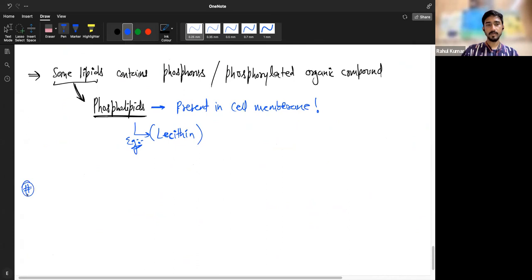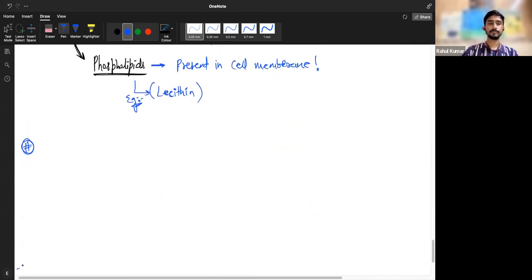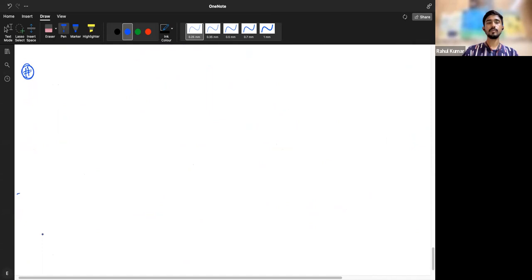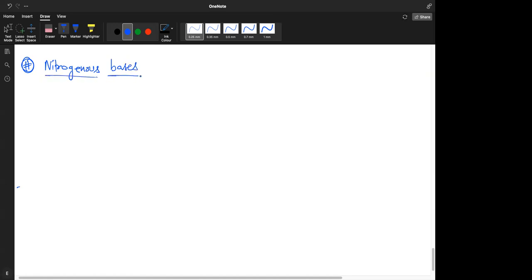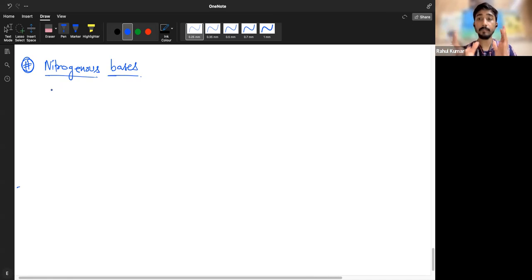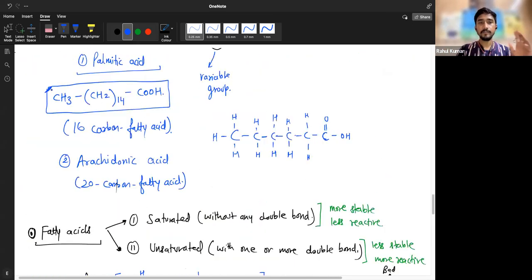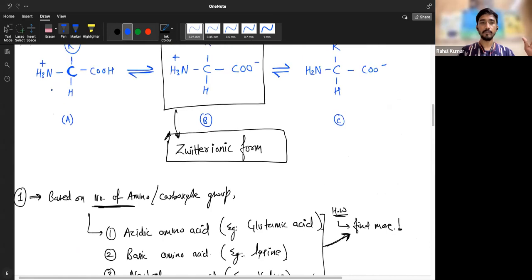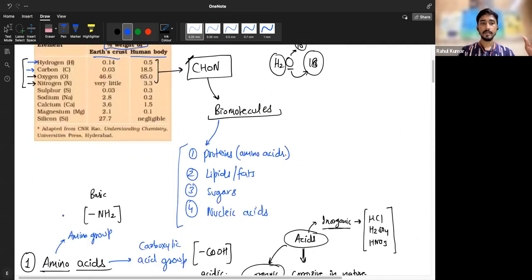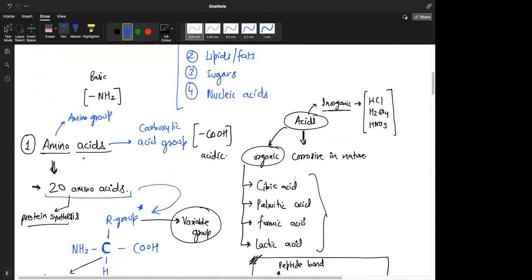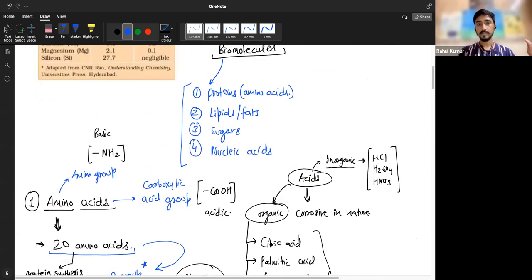Now next, what is the next biomolecule? What should we go to? Let's go to nitrogenous bases. They are also biomolecules. Nucleic acid is made up of nitrogenous bases. We are going to the basics, the molecular level. When we studied protein, what did we study? Amino acids. Proteins are made up of amino acids. So proteins as a biomolecule are made up of amino acids.